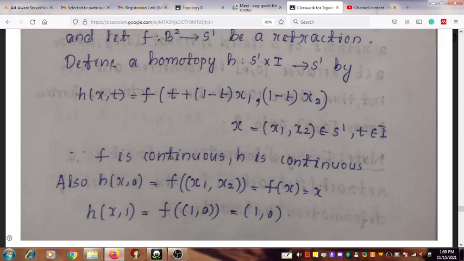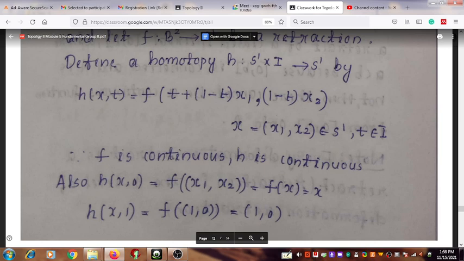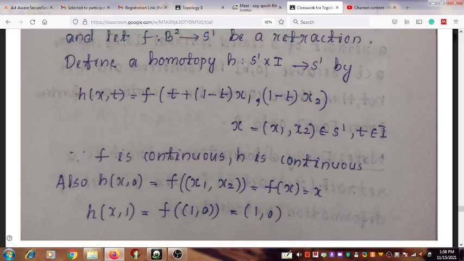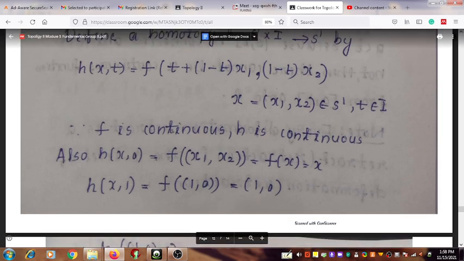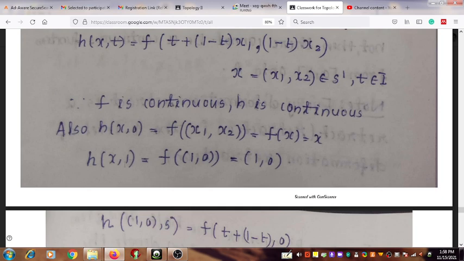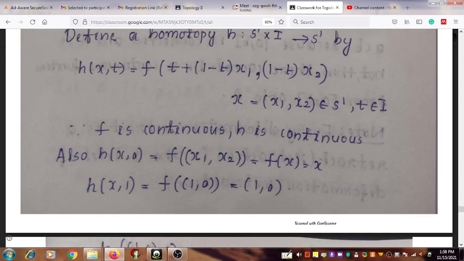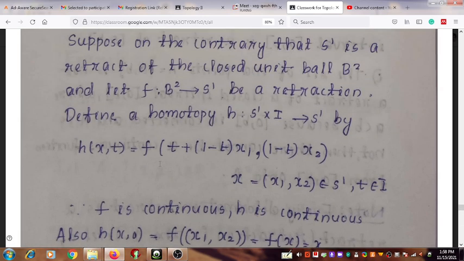When t = 0 is substituted, we get f(x1, x2), but f(x1, x2) = f(x) = x, since f is a retraction. And H((1,0), t) = f(...) and f(1,0) = (1,0). So f(1,0) equals (1,0).